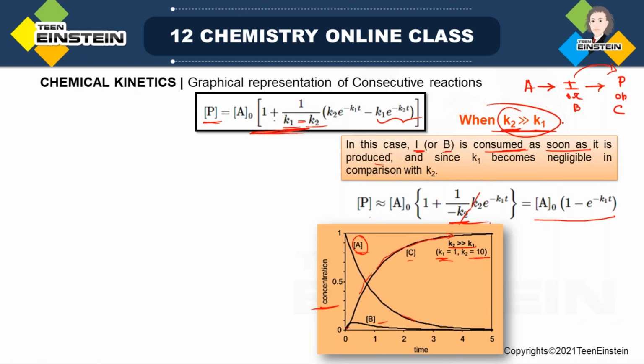You might get a problem like this: this condition is mentioned and different plots are given, and you have to recognize, when the second step is very fast, which plot will be the correct plot, which will match this condition. So here we have the corresponding plot. The concentration of A is decreasing with time, C is increasing with time, but see the graph of B, there is no time when the concentration of B is very high. Maximum concentration is this. See, this is very low.